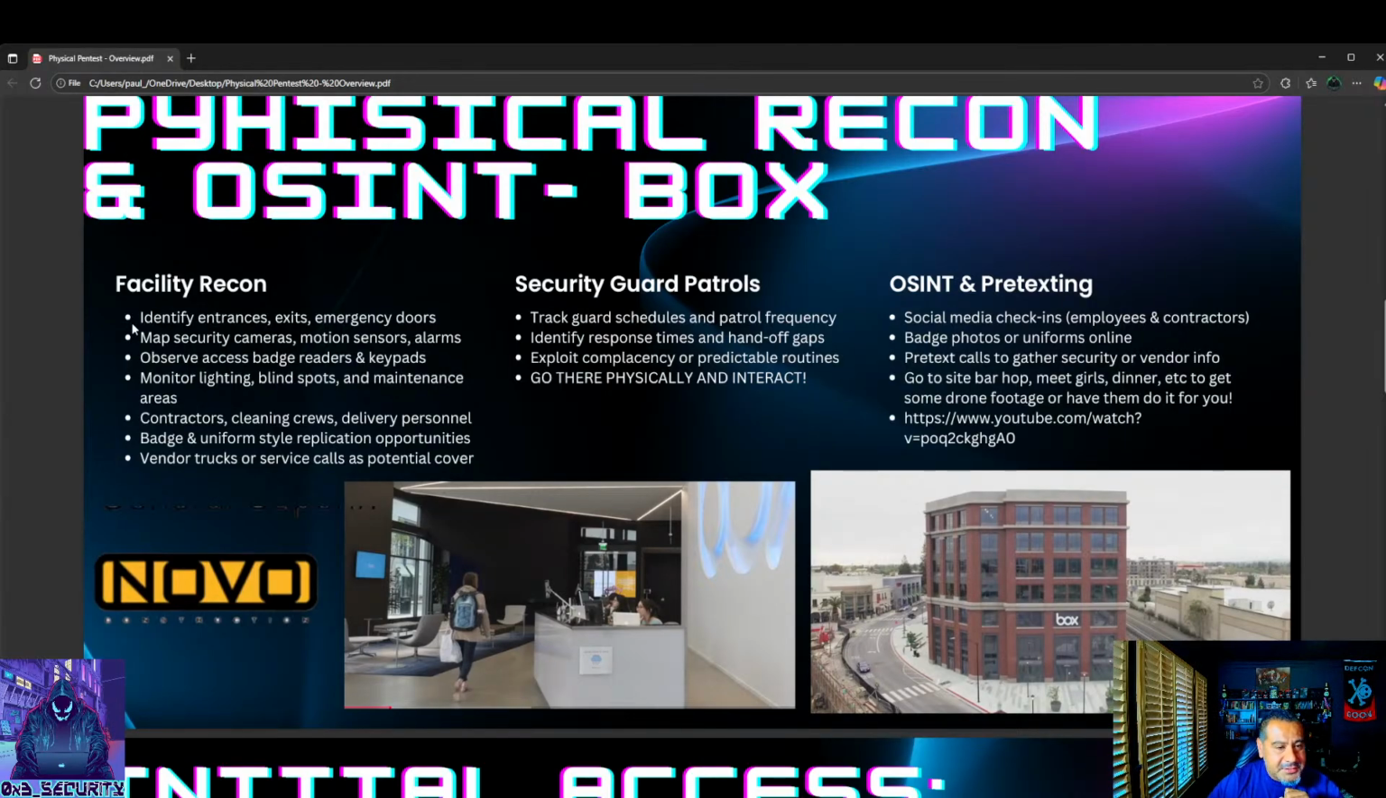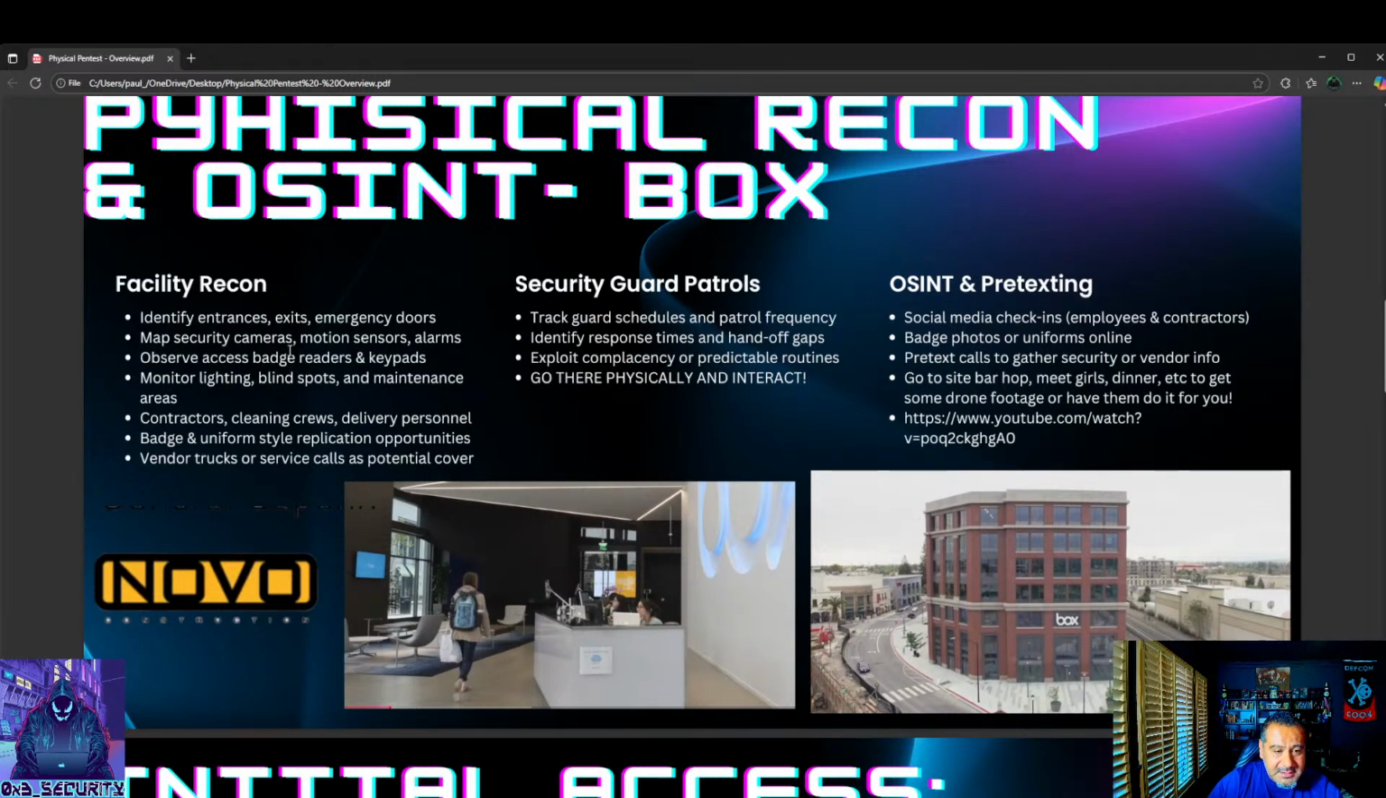Before I go off on a tangent, pretty much what you want to do is identify entrances, exits, emergency doors, map security cameras, motion sensors, detections, alarms, observe access badge readers and keypads. This is key, especially if you have clone ones or decoy ones, and I'll go over that with the tool portion later. Monitor lighting, blind spots and maintenance areas, contractors, cleaning crews, delivery personnel, badge and uniform style replication opportunities, vendor trucks and service calls, and potential cover.